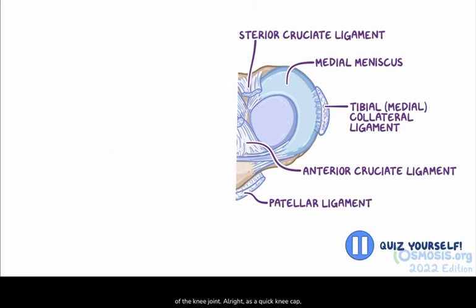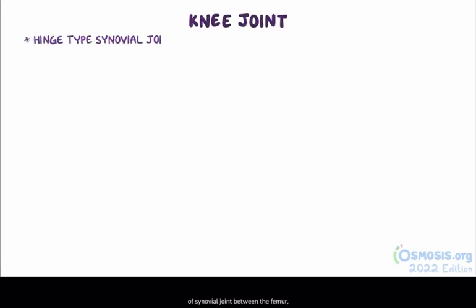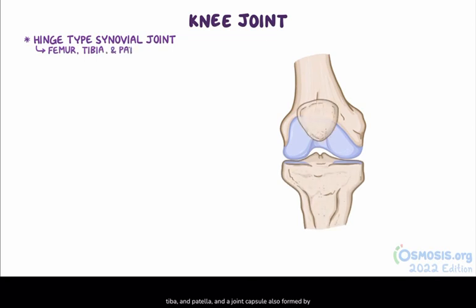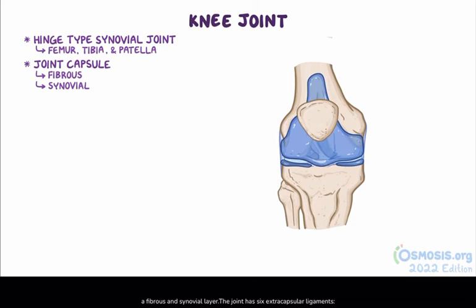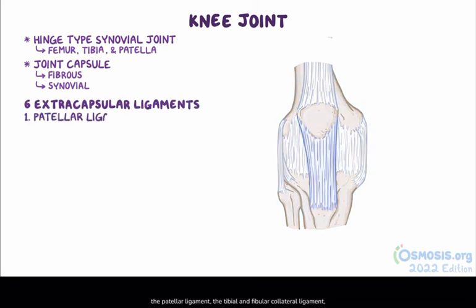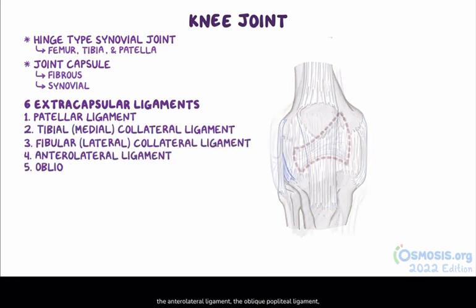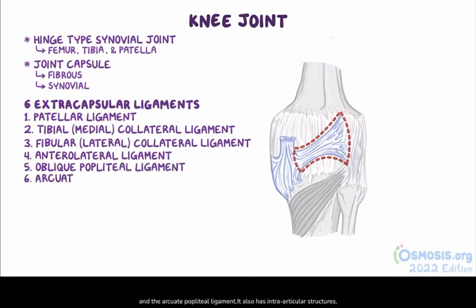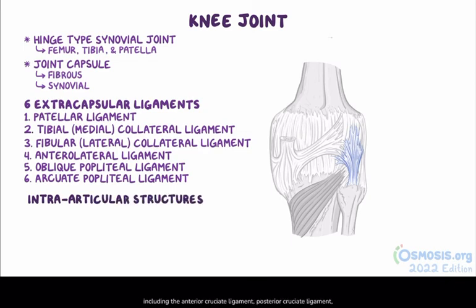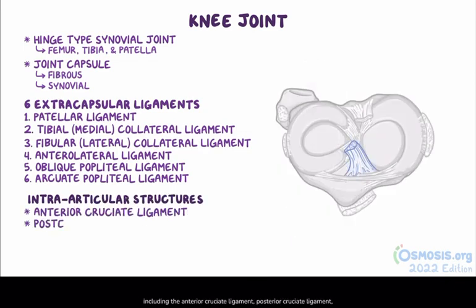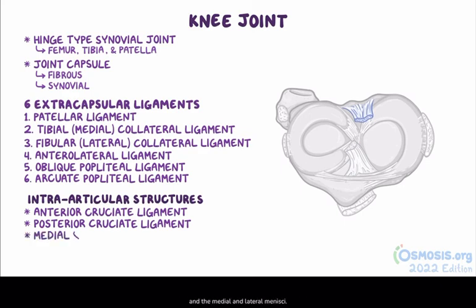Alright, as a quick recap. The knee joint is a hinge type of synovial joint between the femur, tibia, and patella, and a joint capsule also formed by a fibrous and synovial layer. The joint has 6 extracapsular ligaments: the patellar ligament, the tibial and fibular collateral ligament, the anterolateral ligament, the oblique popliteal ligament, and the arcuate popliteal ligament. It also has intra-articular structures, including the anterior cruciate ligament, posterior cruciate ligament, and the medial and lateral menisci.